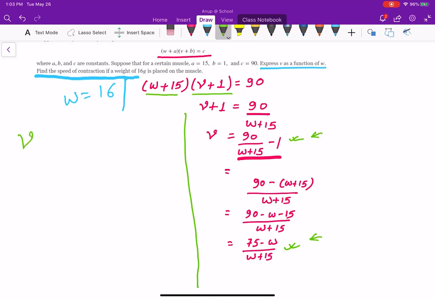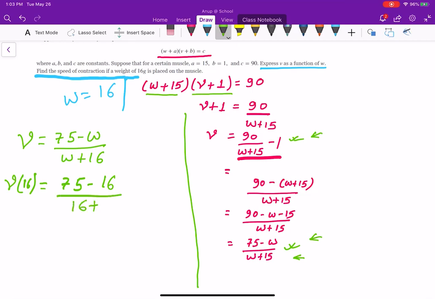So V is equal to, if you use the (75 - W)/(W + 15) type of expression that we have figured out over here, then to figure out the speed of contraction when W is 16, that means evaluate the function V at 16. That can be done by (75 - 16)/(16 + 15). By the way, it looks like I have not correctly written the function, which is W + 15. So we can just write that down.